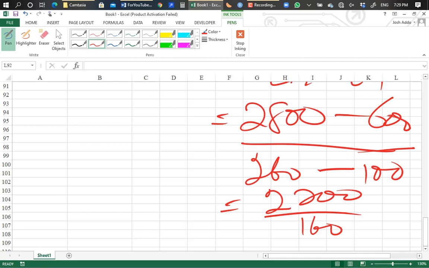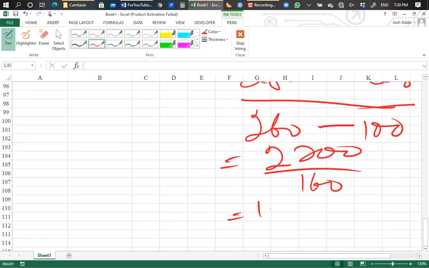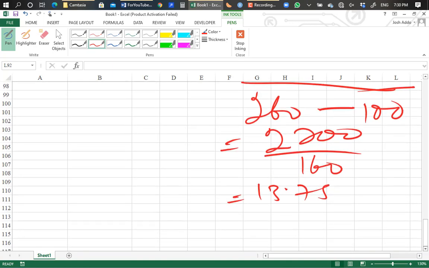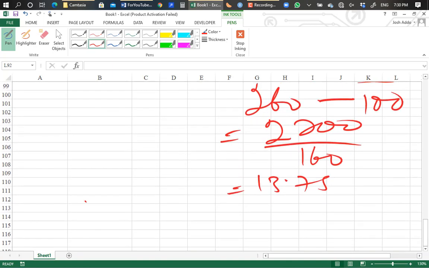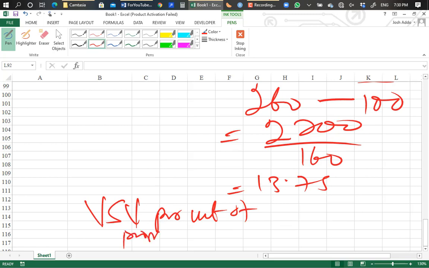What do you get? That gives us 13.75. So variable sales volume per unit of promotional expense is equal to 13.75.